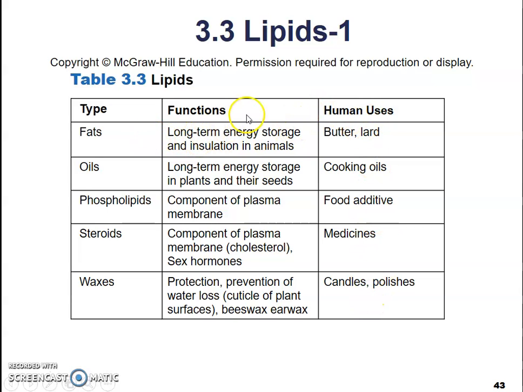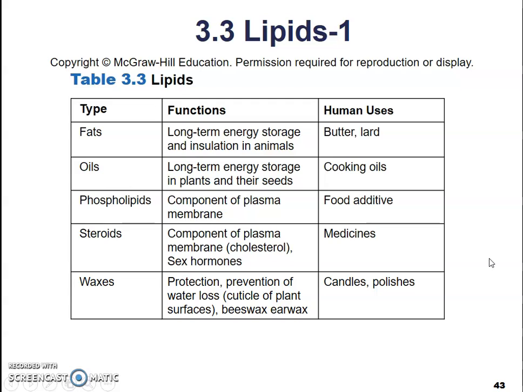Fats are long-term storage molecules in animals. They act as insulation as well to keep them warm in the wintertime. Human uses, butter and lard. Oils. Oils are long-term energy storage in plants. A lot of times they store that energy in their seeds, and then we use that oil for cooking. Phospholipids are a part of the plasma membrane, which we are going to talk about in great detail later on this year. We use them as food additives.